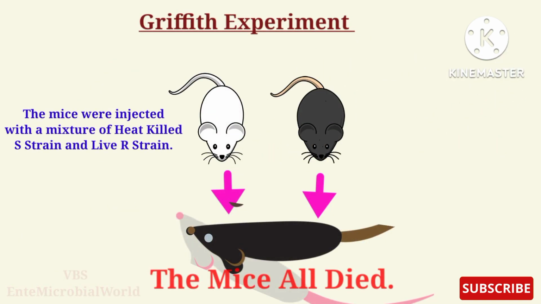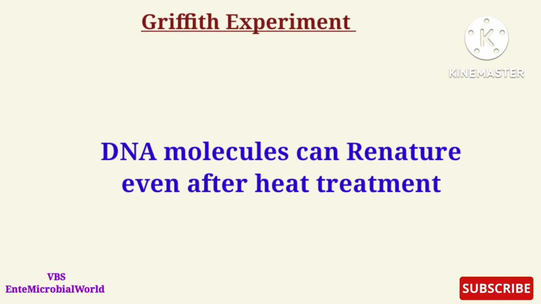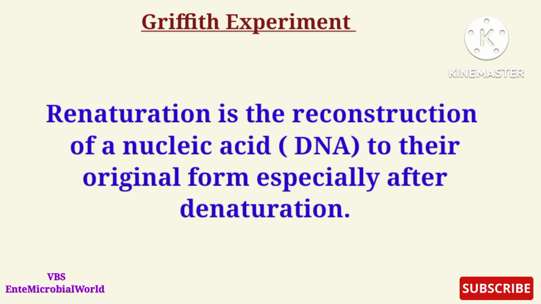While explaining the Griffith experiment, I told you Griffith used killed S strain and live R strain. So you may ask me how DNA from killed S strain converts R strain into S strain. The answer is that DNA molecules can renature after treatment. Renaturation is the reconstruction of a nucleic acid to its original form, especially after denaturation.